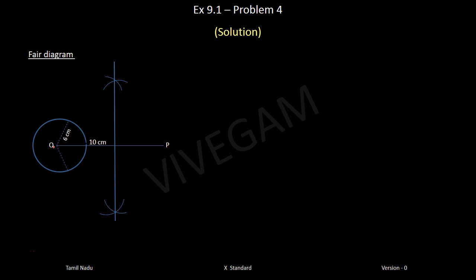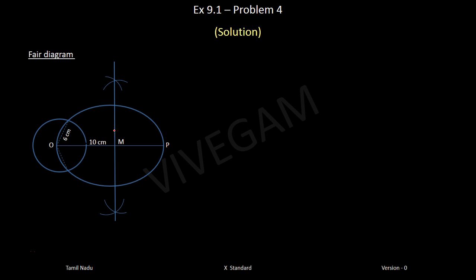You got it? So with O as a center, draw two arcs, one above, one below. With P as a center and with the same radius of 6 centimeters, draw this arc and this arc. So these two arcs intersect at this point and these two arcs intersect at this point. Join these two, that is your perpendicular bisector of OP. Let's name this as M. With M as a center and MO as a radius, draw this circle. So that will touch both O and P.